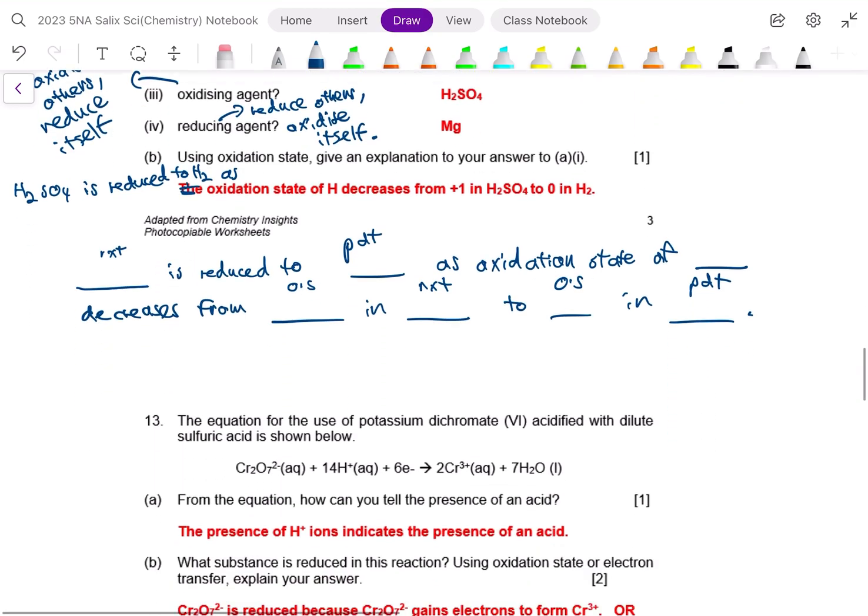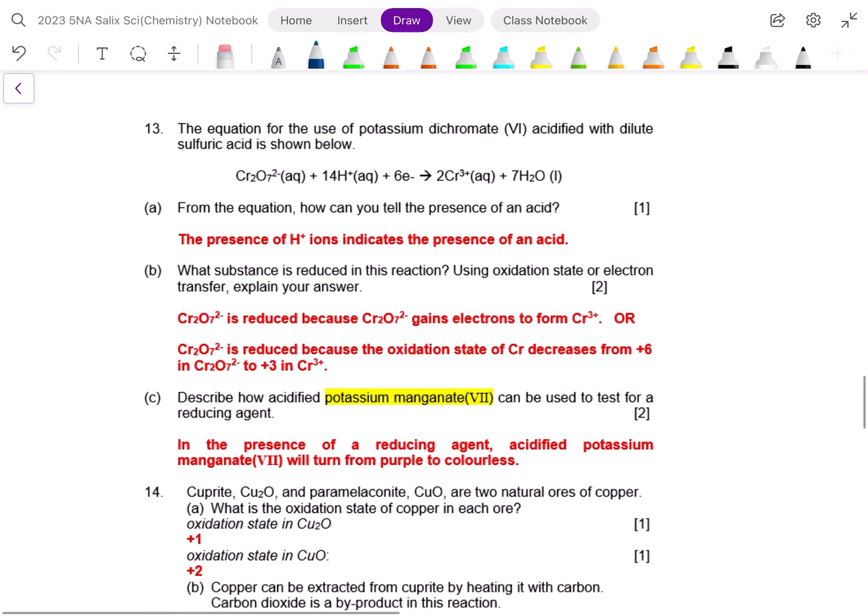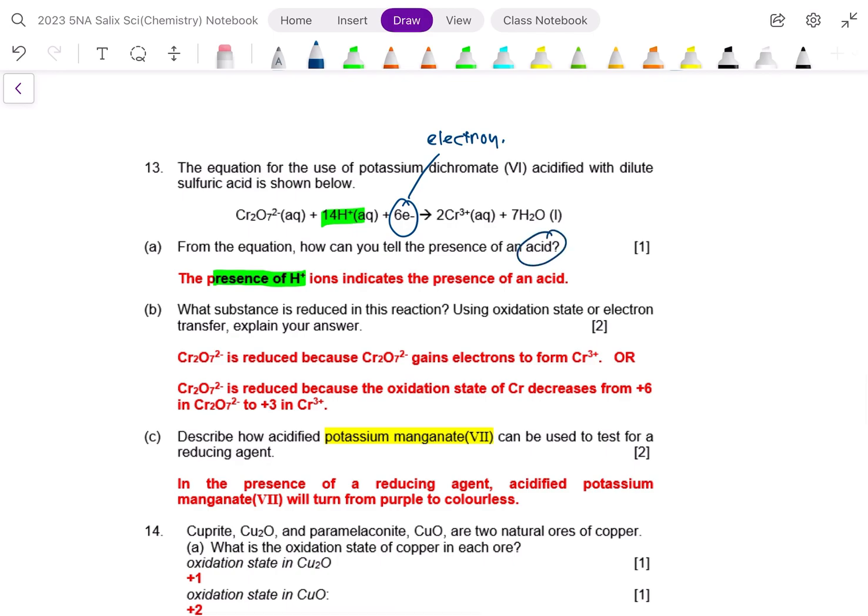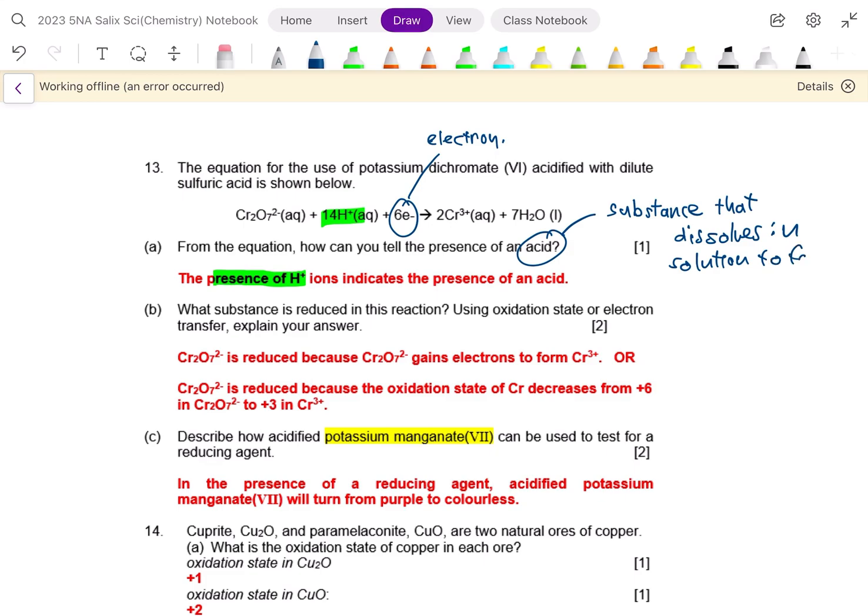So the next part. You're given a half equation, with the electrons. So this part is about the 6 electrons. From this equation, how can you tell the presence of acid? Because of this H+. Presence of H+ means there's acid, because the very definition of an acid is a substance that dissolves in solution to form H+.